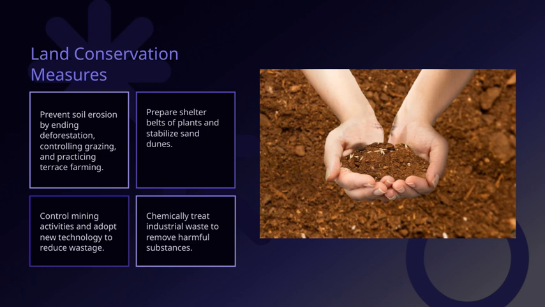Another effective measure is preparing shelter belts of plants, which act as natural barriers against wind and help stabilize sand dunes, preventing desertification. Additionally, preventing soil erosion is vital, and we can do this by ending deforestation, managing grazing practices carefully, and practicing terrace farming on slopes. All these measures are interconnected and essential for maintaining healthy land ecosystems. They support our overall goal of sustainable land use, ensuring that our environment remains productive and resilient for future generations.